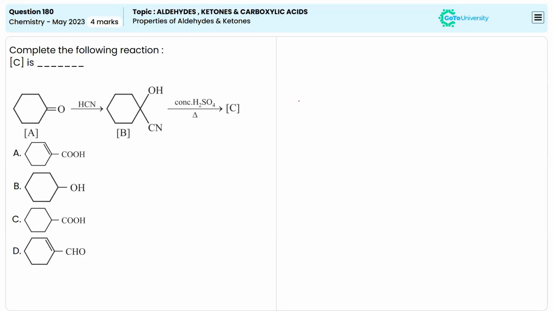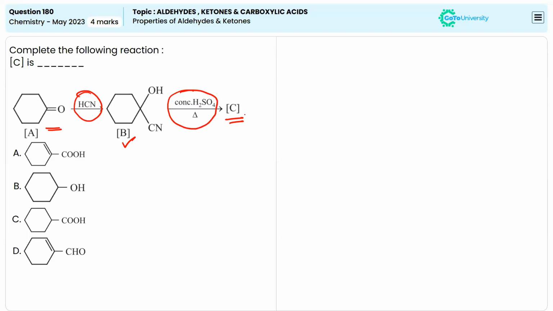In the next question, we have to complete the reaction. Here we have to identify the product C in the reaction. The reactant is a ketone, and it is a cyclic ketone. When the cyclic ketone reacts with HCN, it produces some intermediate B, and this B on heating with concentrated sulfuric acid converts into C.